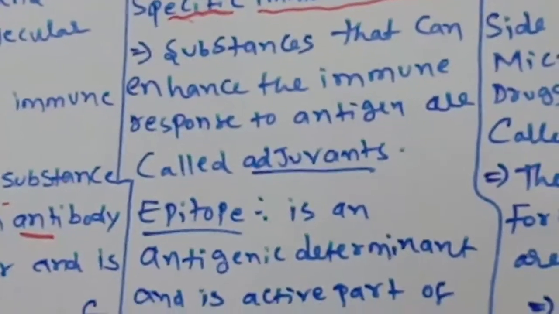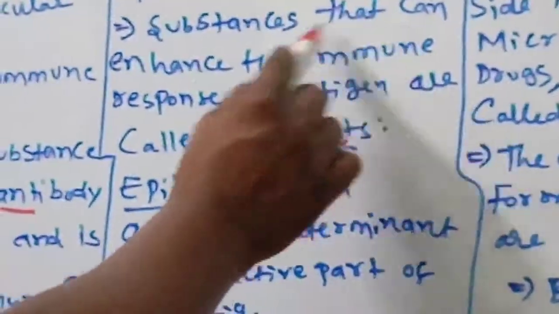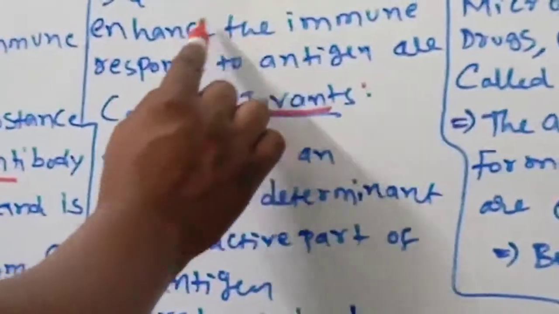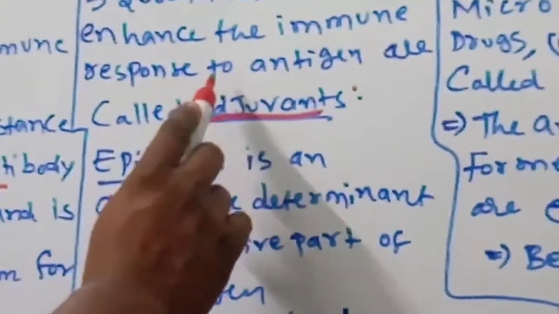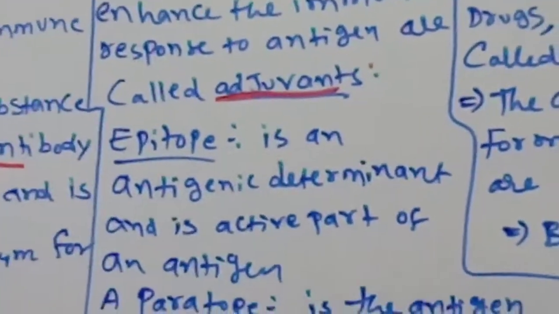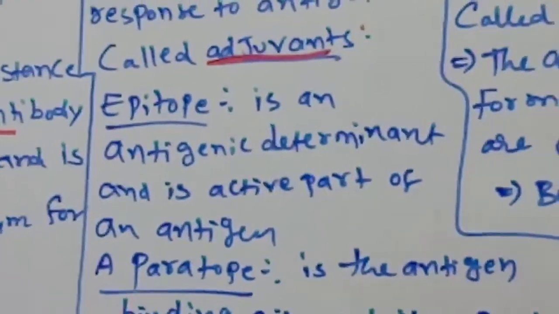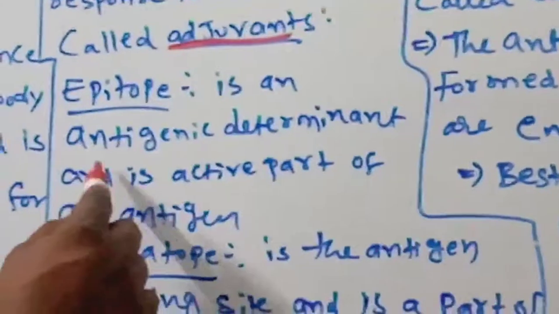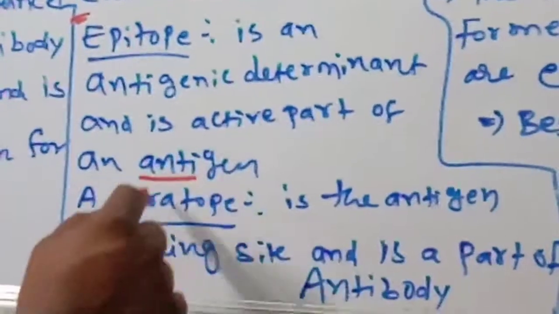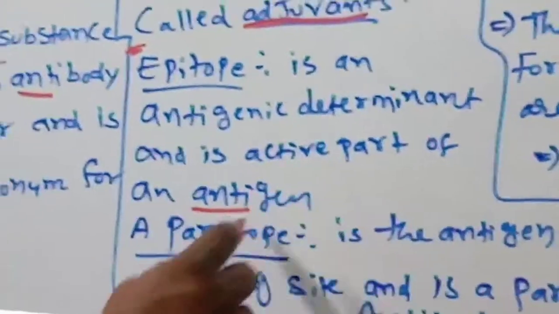The substances that can enhance the immune response to antigen are called adjuvants. An epitope is an antigenic determinant and an active part of the antigen, and because of this it reacts with the antibodies.